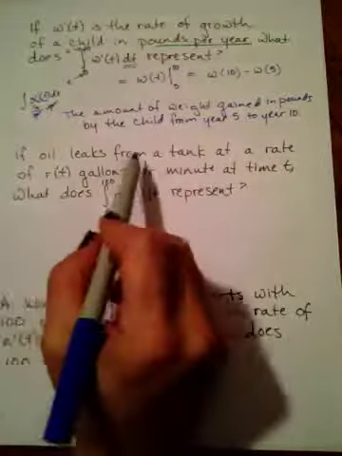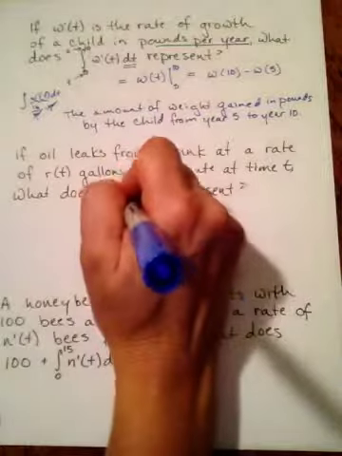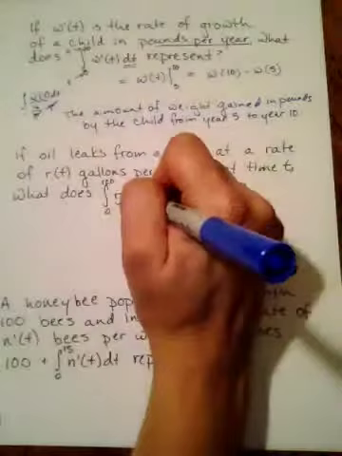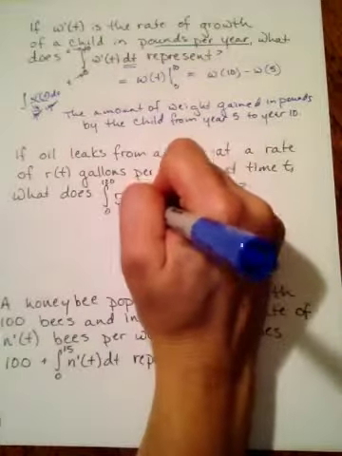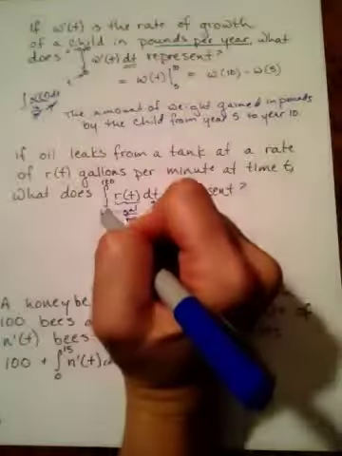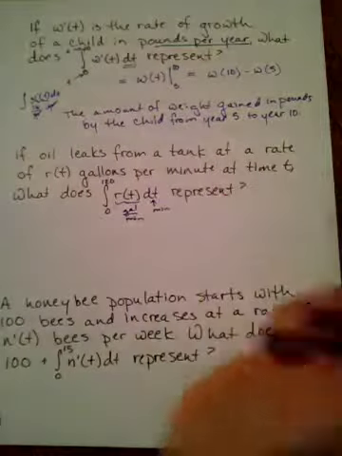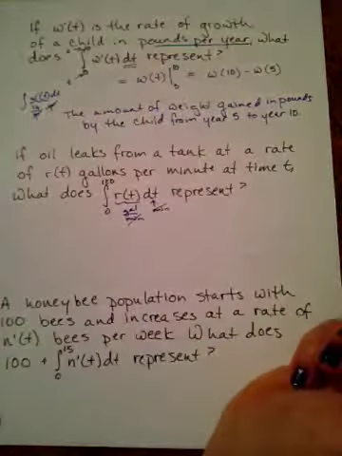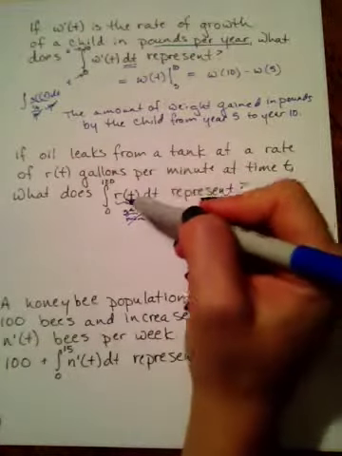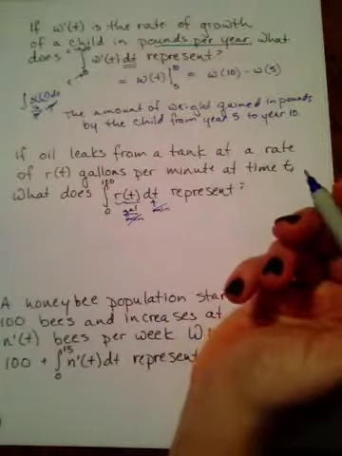Okay, another example. If oil leaks from a tank at a rate of R of t gallons per minute, so if we look at this, this is gallons per minute. Our dt is going to be in minutes. Okay, gallons per minute at time t. What does the integral from 0 to 120 of R of t dt represent? Well, if I look at my units, I know it's going to have something to do with gallons. But I should also know that because if I start with gallons per minute and I'm doing the antiderivative, I'm getting rid of a rate of change, so I'm left with something in gallons.